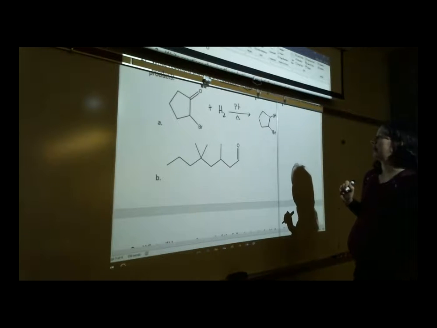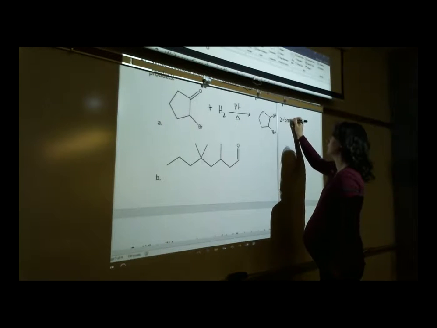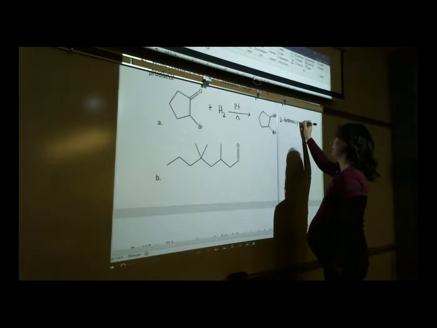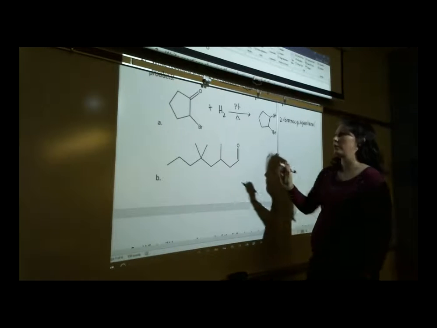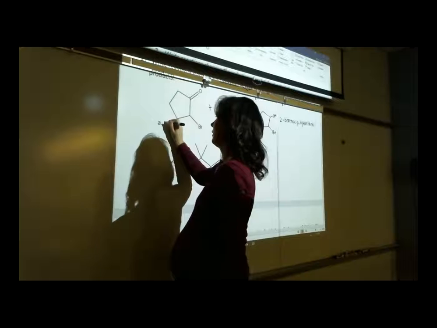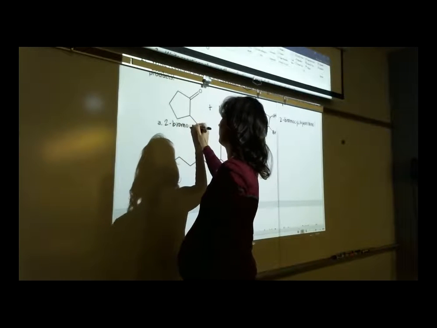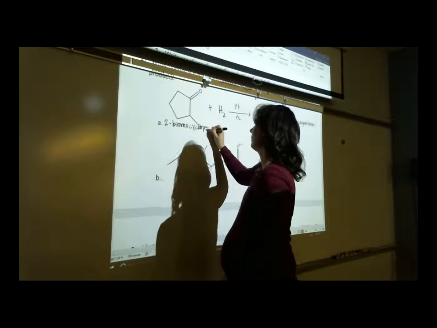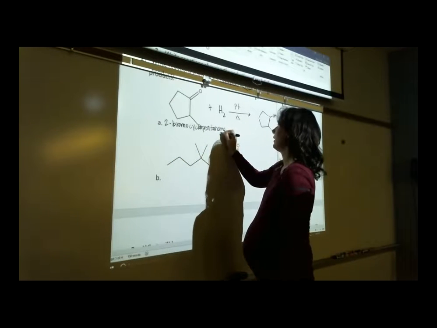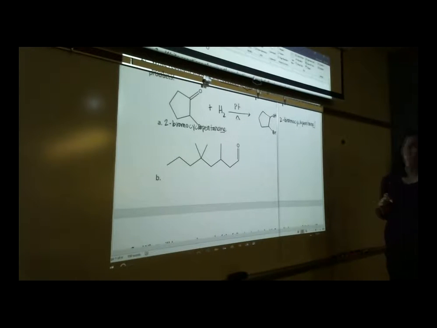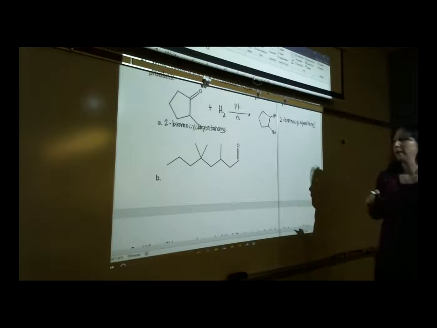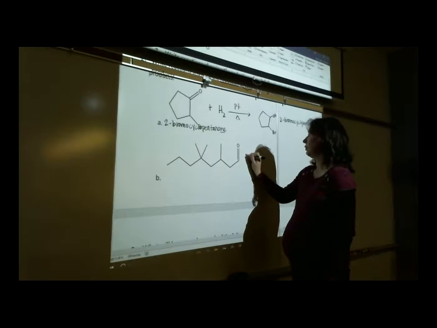And it says to name the product. So what would the name of this be? Cyclopentanol. And just for practice, what would the name of this have been? Right. The ketone becomes an alcohol. So 2 letters change, essentially, out of all that. Well, 3 letters.